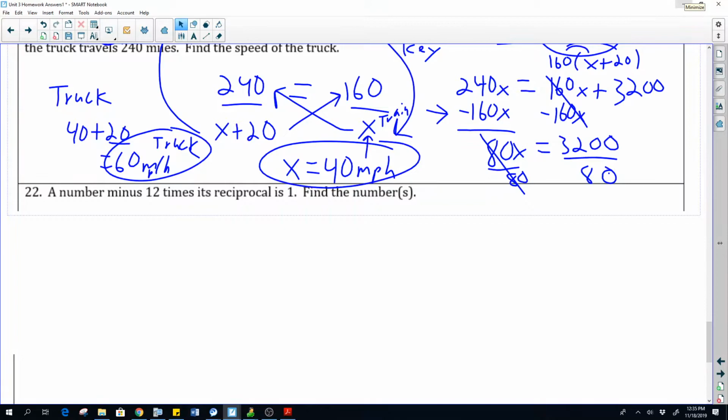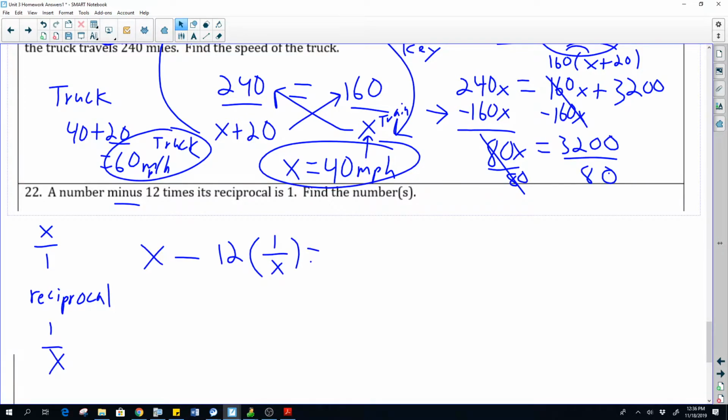Okay, so this one will be fast. So just a number minus 12 times its reciprocal. What's the reciprocal of x? Well, x is just x over 1, so the reciprocal is 1 over x. So x minus 12 times its reciprocal, 1 over x, is equal to 1. Cool. So then all we do is try to get that x out of the bottom. Easiest way is just to multiply x all the way through.